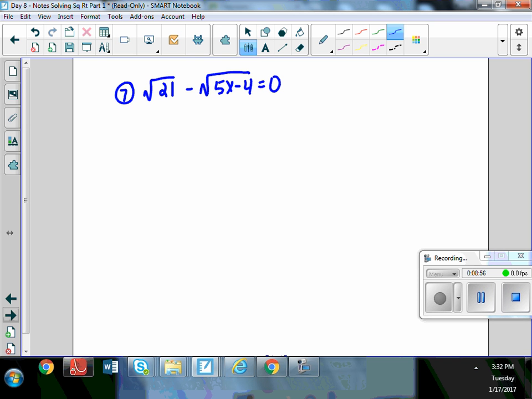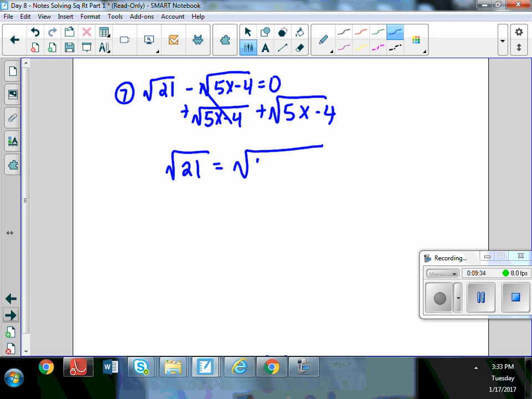Okay, so we didn't have one like this in our notes. It's a little bit funny looking. What do you think you would do? What would you want to do? Simplify them first. Well, the square root symbols are really by themselves. They're separated by subtraction. The way I would do it is I would add this square root and move it to the other side so that they're both isolated. So now I have the square root of 21 is equal to the square root of 5x minus 4.